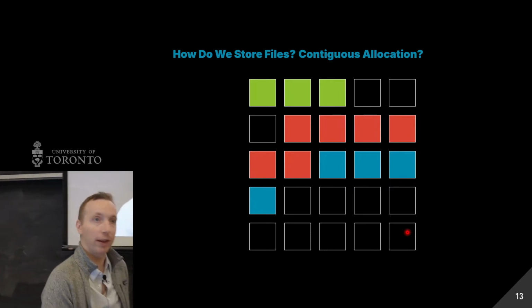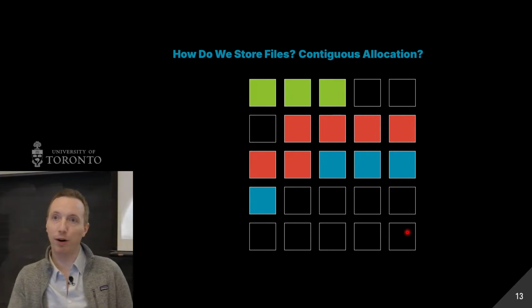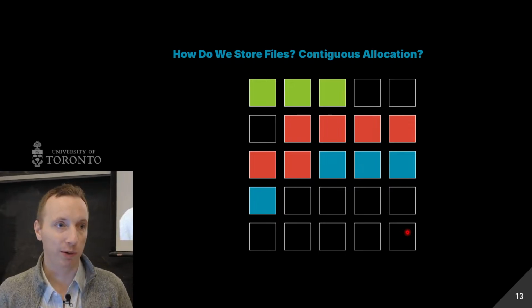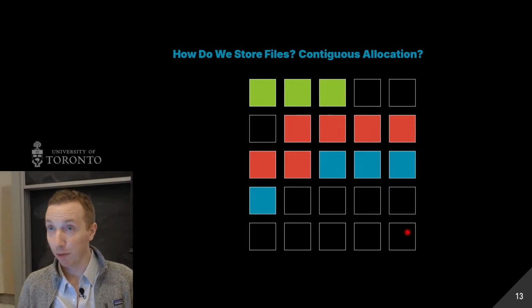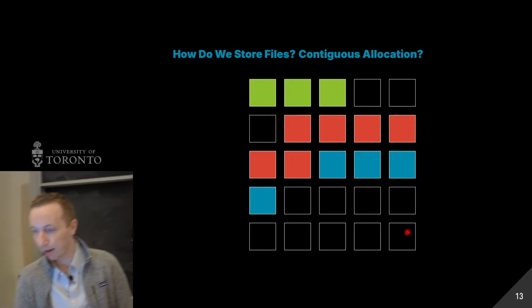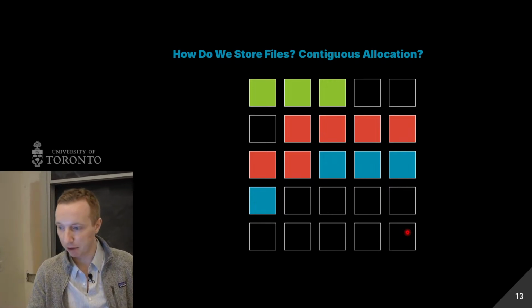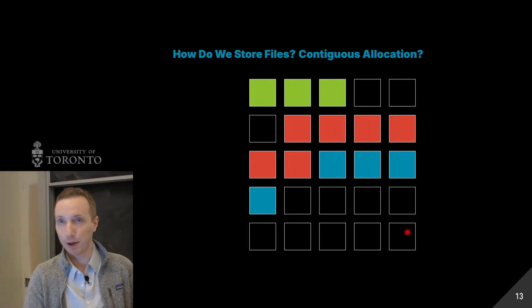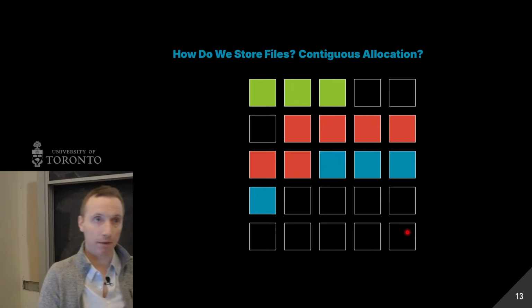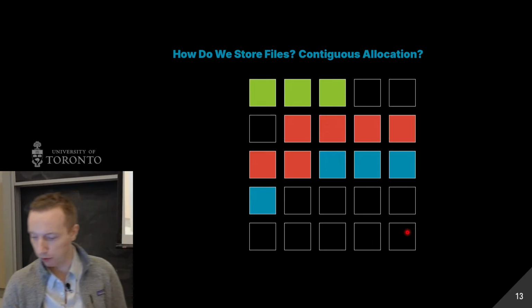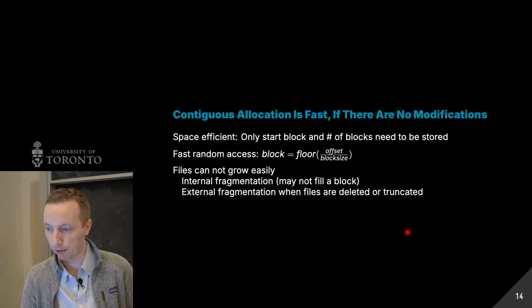So we would call that external fragmentation. All those blocks are pretty much useless, and they're wasted because we can't actually create that new file, because there's not enough room here, even though we have enough blocks to do it. They're just not all in a row.